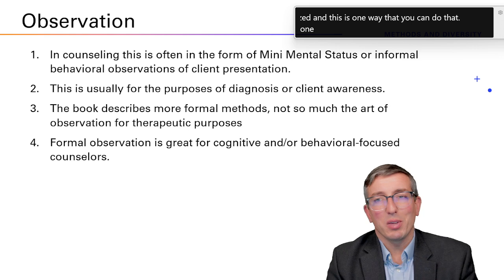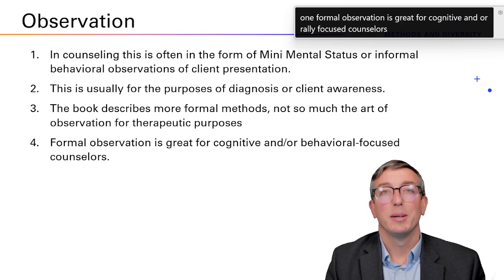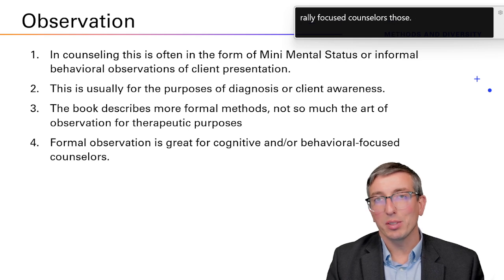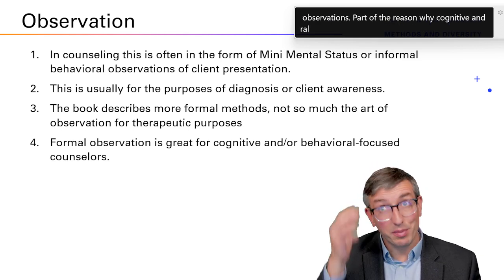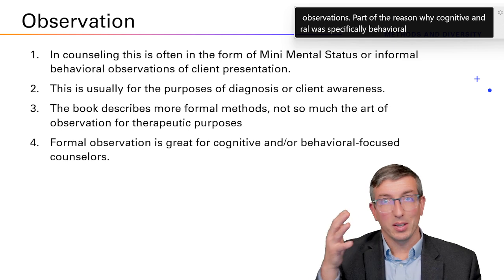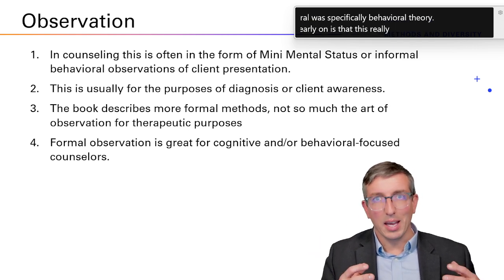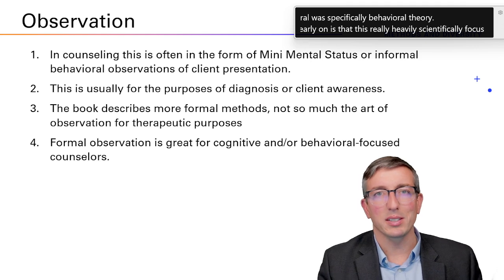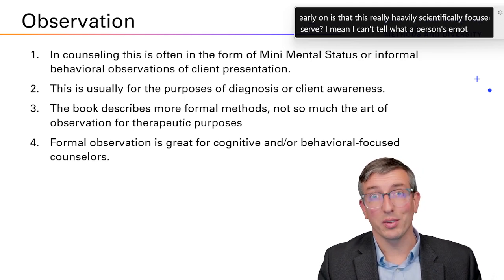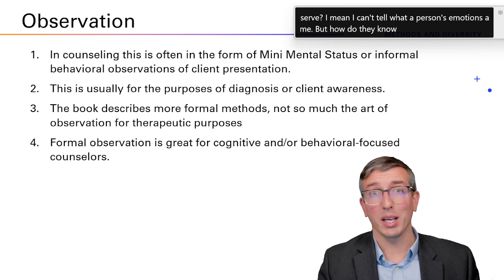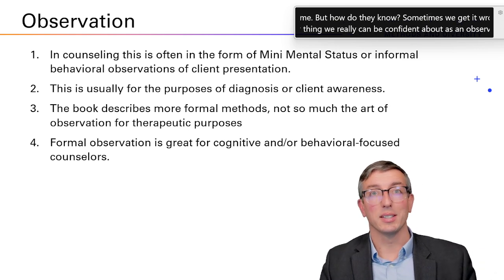The last one, formal observation, is great for cognitive and or behaviorally focused counselors. Part of the reason why cognitive and behavioral theories, specifically behavioral, started early on is that this is really heavily scientifically focused: what can I observe? I can't tell what a person's emotions are. They can tell me, but how do they know? Sometimes we get it wrong. So the only thing we really can be confident about as an observer is the behaviors.